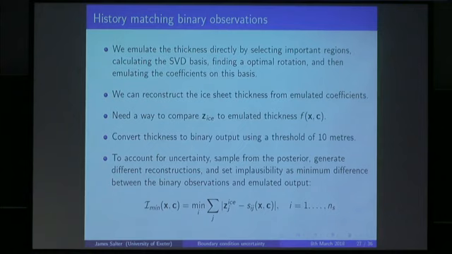Using this, we can define some implausibility measure for our binary observations. Essentially, we just count the number of boxes that are different between the observations and our reconstruction of them, which is really just a placeholder for a better way to do this, but we were running out of time at this point.